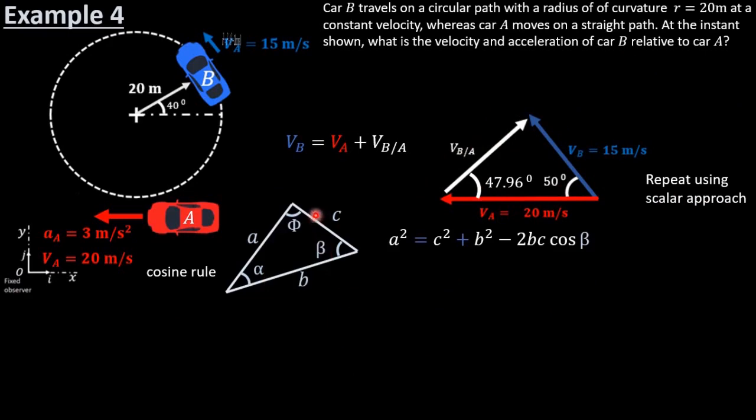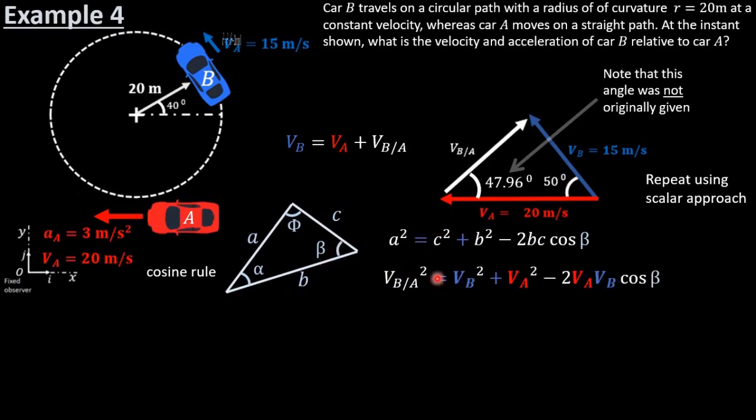So here's the cosine rule. For this triangle here, this is the equation for the cosine rule. You can look this up, remembering that this angle here that we found wasn't originally given. So we're going to be using 50 degrees, which would correspond to beta here.